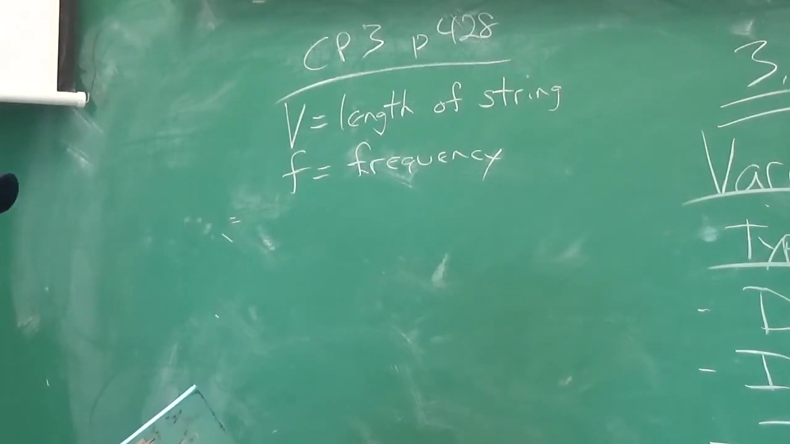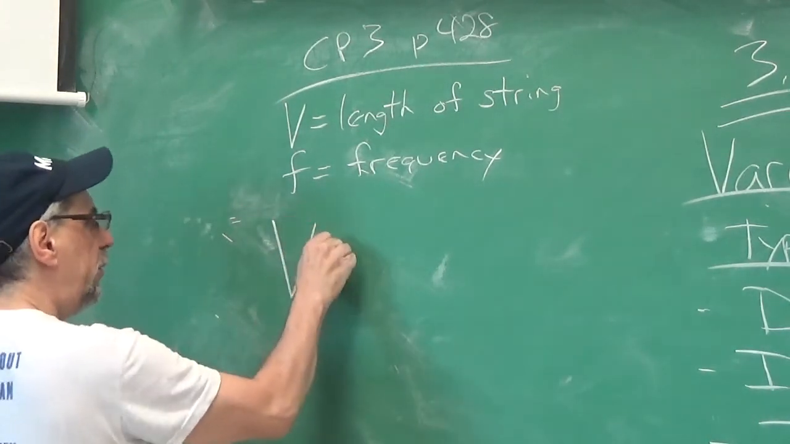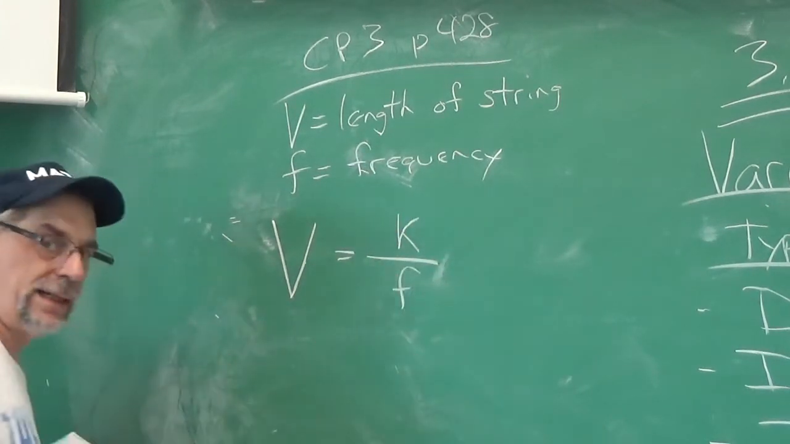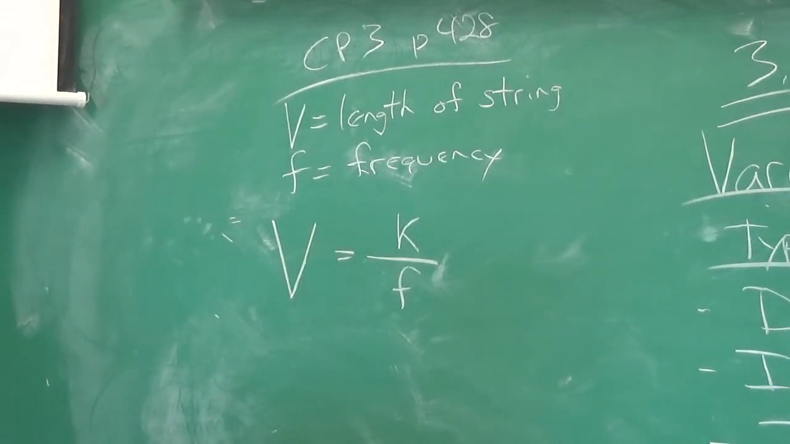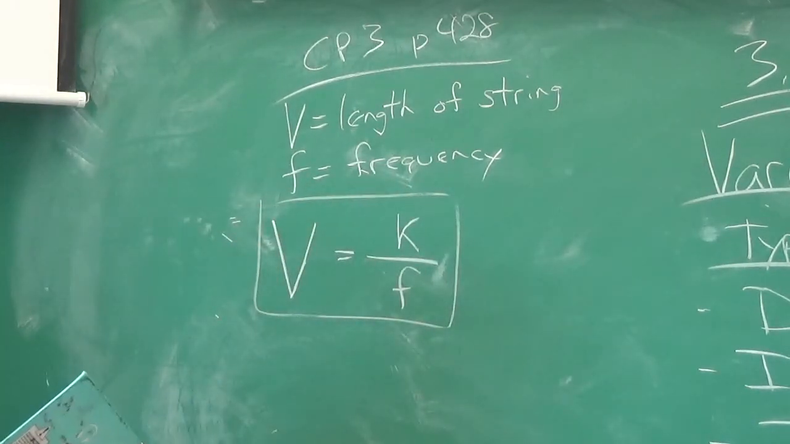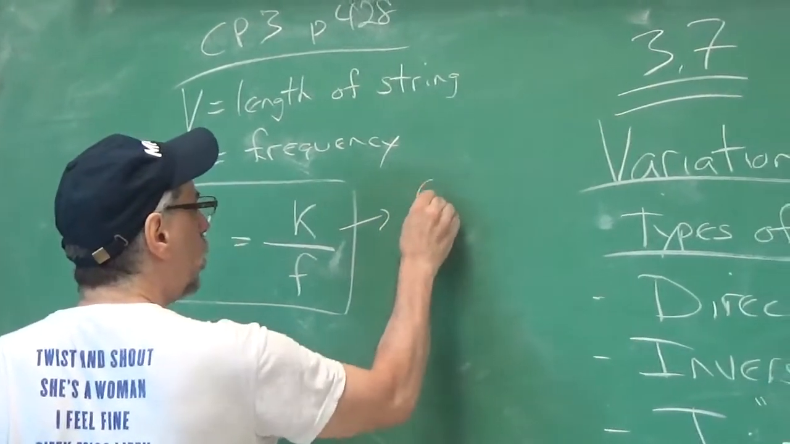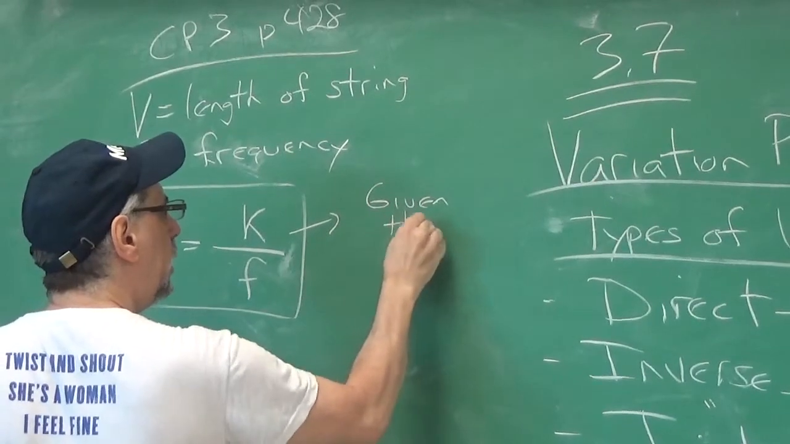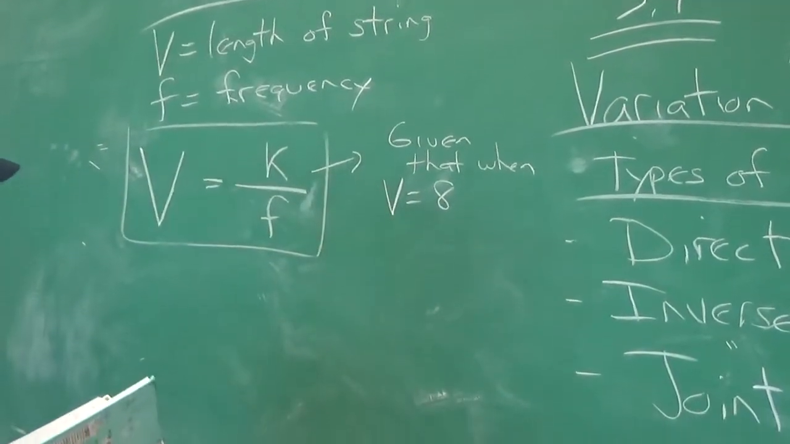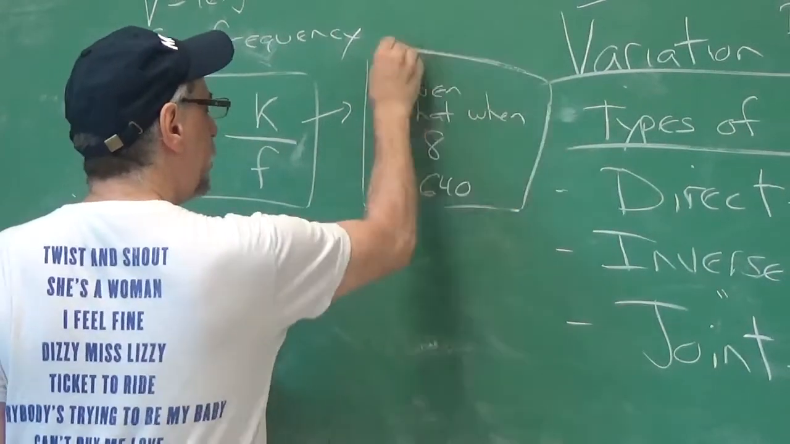It says the violin string varies inversely as the frequency. So our equation: violin varies inversely, K is always in the numerator, and since it's inverse, frequency is in the denominator. That's the key, coming up with the correct equation. Then we're given some information: when V is 8 inches, frequency is 640. So we use that information to find K.